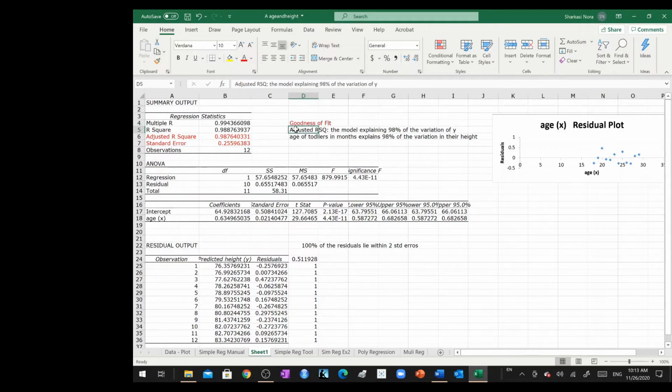So here, if the goodness of fit is in red, we're just talking about the adjusted R squared. And over here, we're going to talk about the comments about the standard error. Okay? All right.